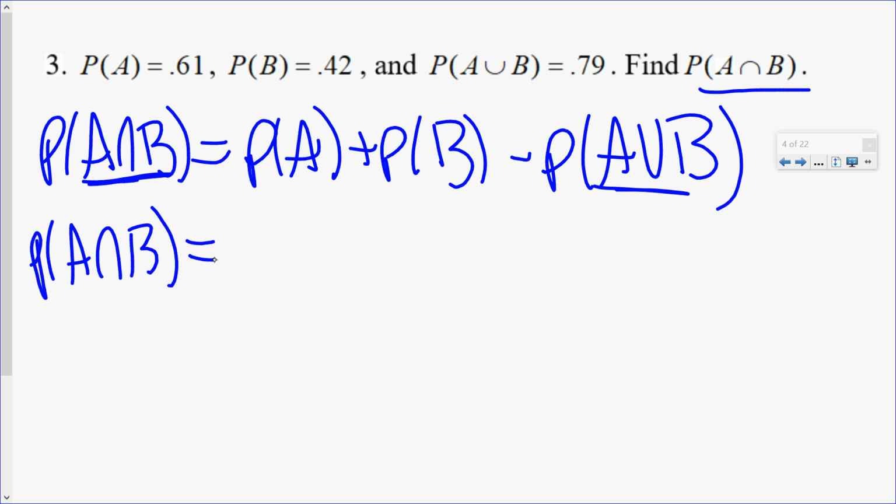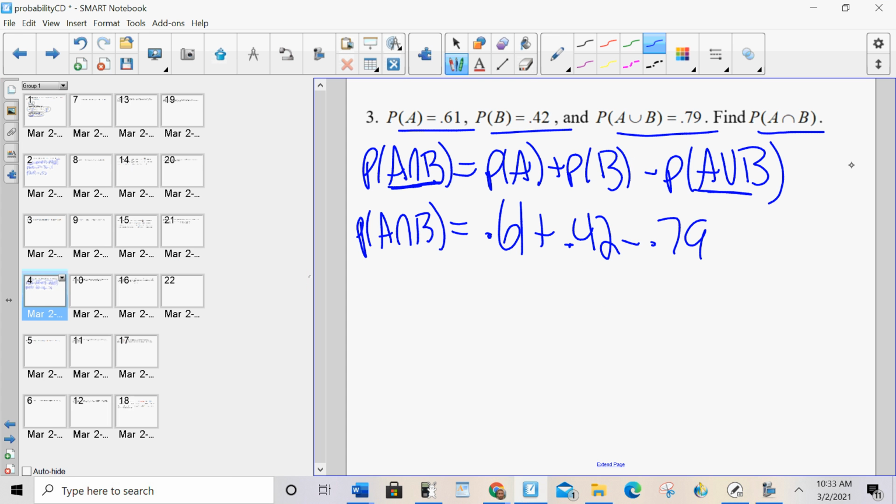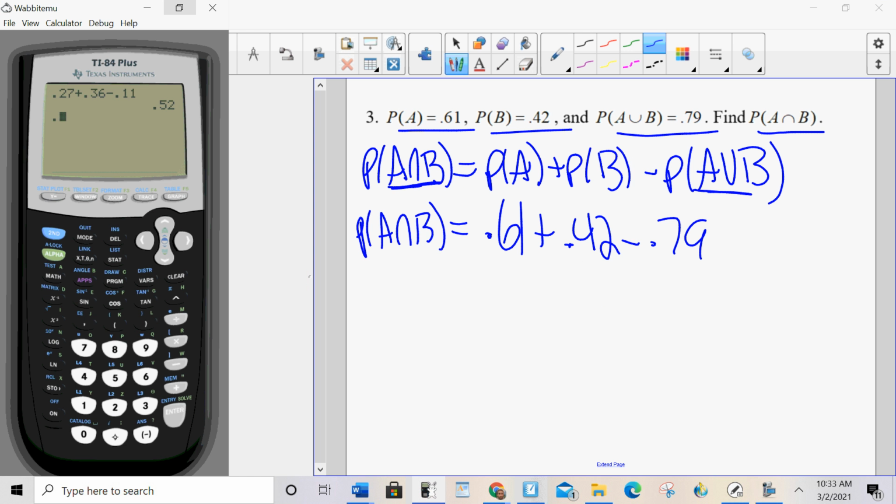P of A, it says, is 0.61. P of B, it says, is 0.42. P of A or B, it says, is 0.79. So 0.61 plus 0.42 minus 0.79 is 0.24.